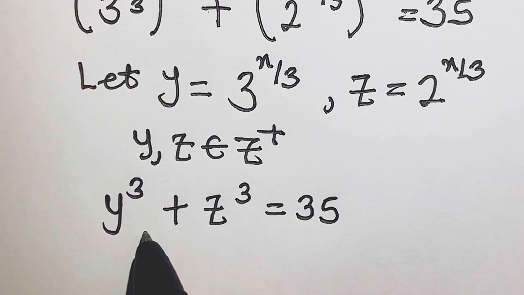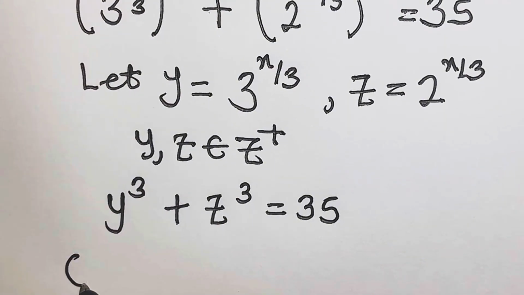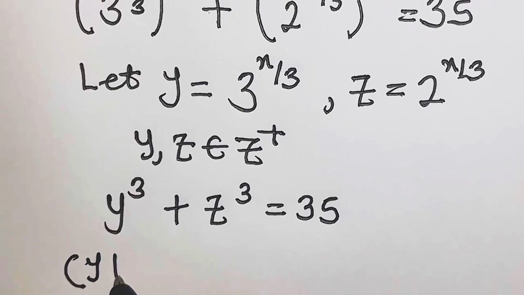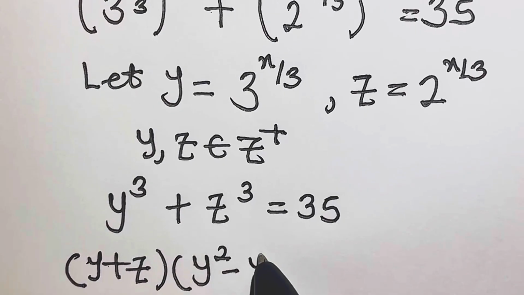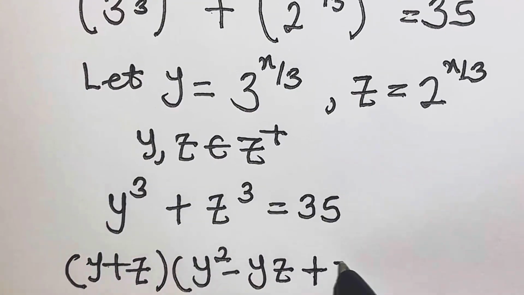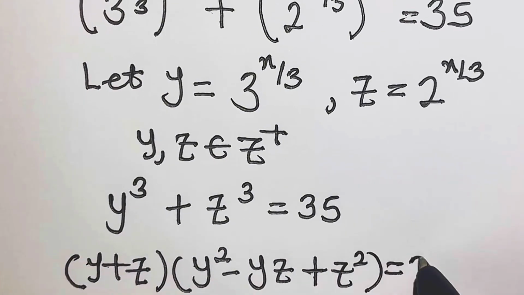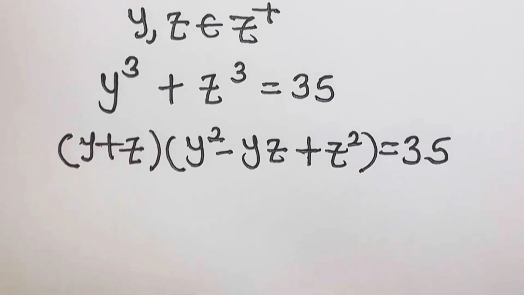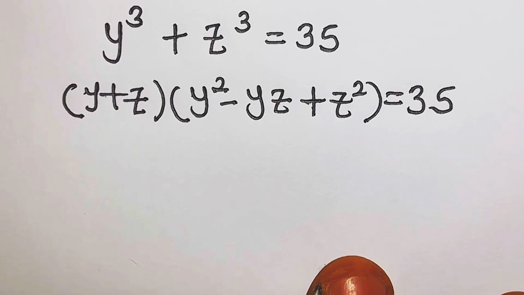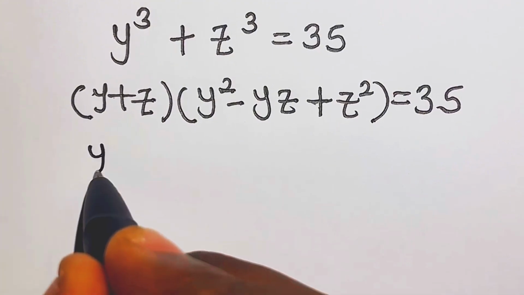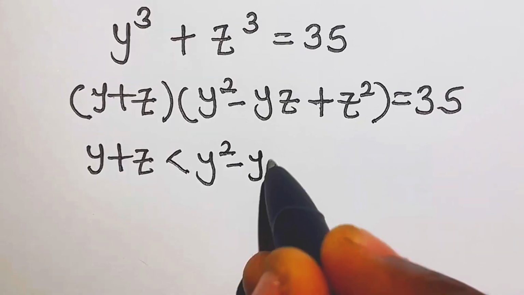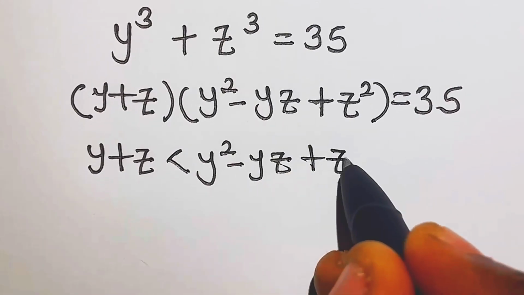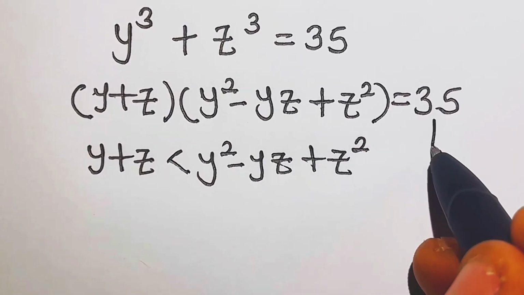So we have this, we will have y plus z, then multiply by y square minus yz plus z square equals 35. Right? And here you have to note something. So note that we have y plus z less than y square minus yz plus z square. And look at this. So we are going to have factors of 35.